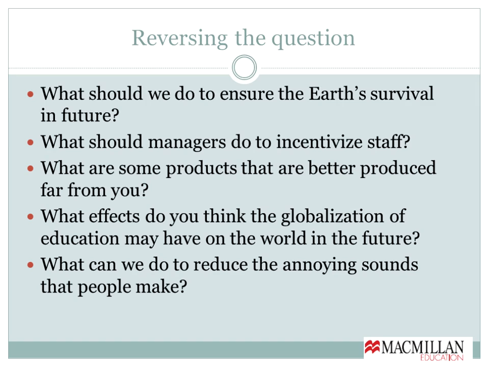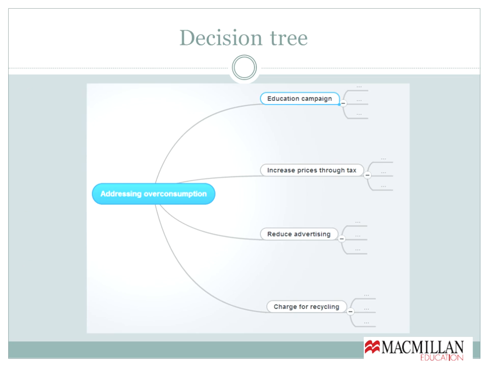So I think for the first one then, what should we do to ensure the Earth's survival in future? If we ask the question, what should we do to ensure the Earth's destruction in future? That's probably a much easier question to think about than it is to think about the solutions. And to the second question, what should managers do to incentivize staff? What should managers do to make staff feel thoroughly miserable? If you think about that, then you can start to address the issues and to perhaps think about some of the solutions to those problems. So sometimes reversing the question can be really helpful and can just make us think slightly differently.